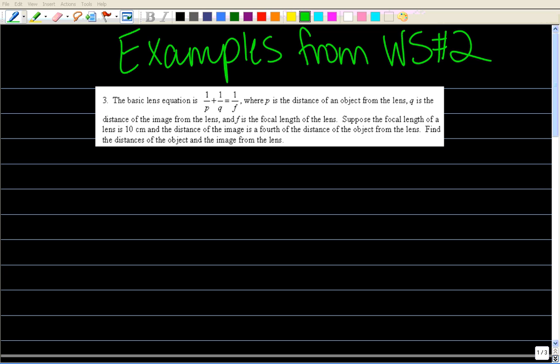Okay, so if we know that the distance of the image is a fourth of the distance of the object from the lens, then q equals 1/4 p. Or, if we wanted to put this in terms of q, if I multiply both sides by 4, 4q is equal to p.